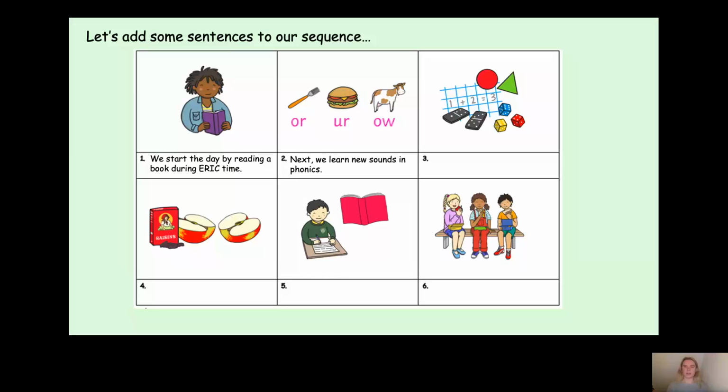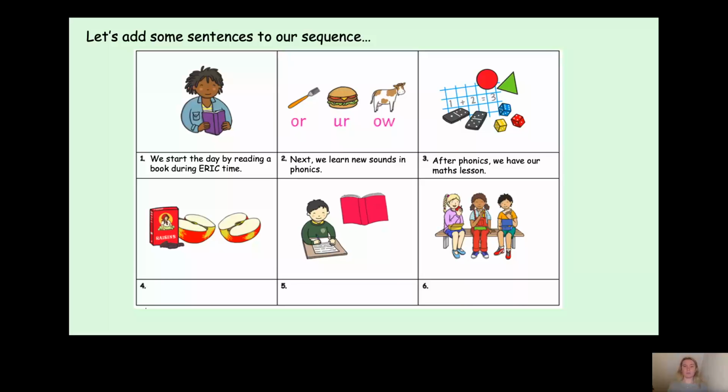Now next, we have maths. So can you pause the video again and write your simple sentence for maths? Can you use another adverb of time? Okay, have you written your sentence? Great. Let's see what I wrote. I put after phonics, so I've used the adverb of time after, we have our maths lesson. There we go.